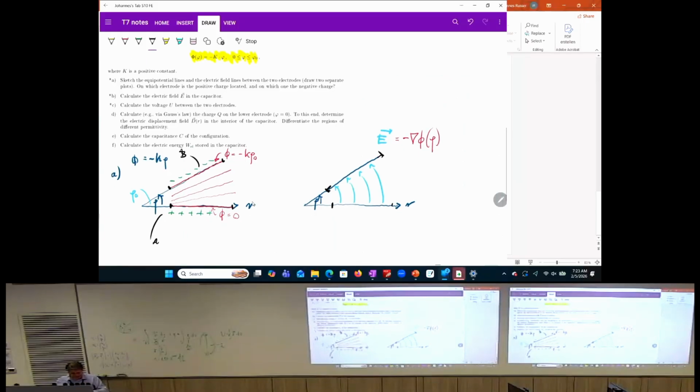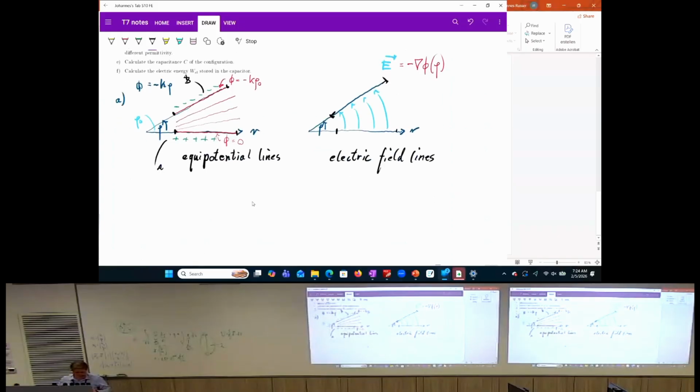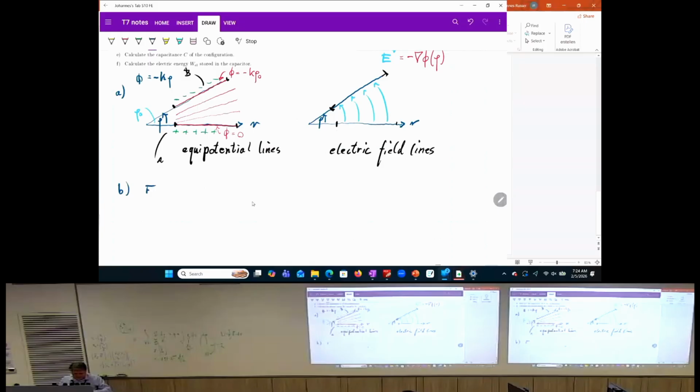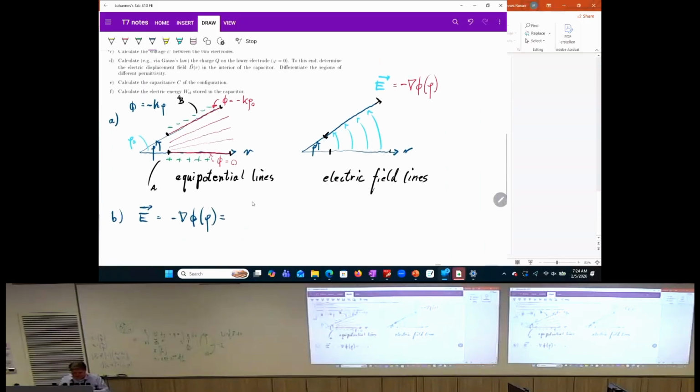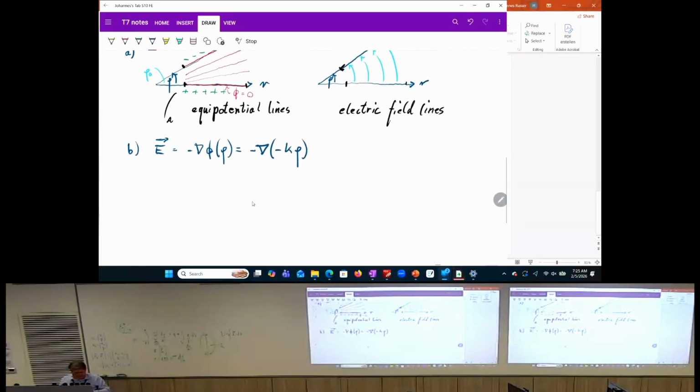So here we have the equipotential lines on the left-hand side, and here the electric field lines. Problem B is now: calculate the electric field in the capacitor. Well, the electric field is given by the negative gradient of the potential function. And what is the potential function? It is minus k times phi. So what is the gradient of phi?